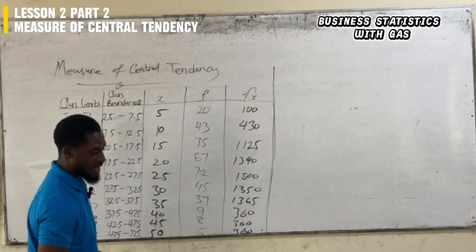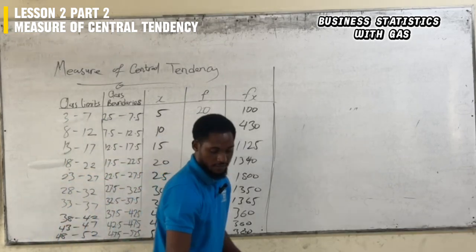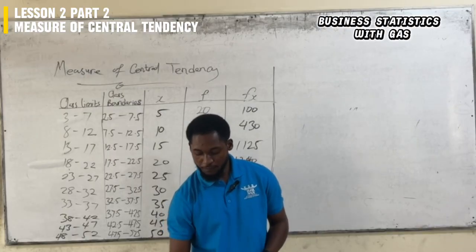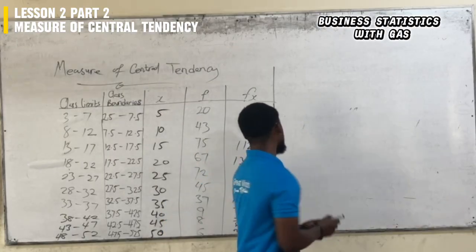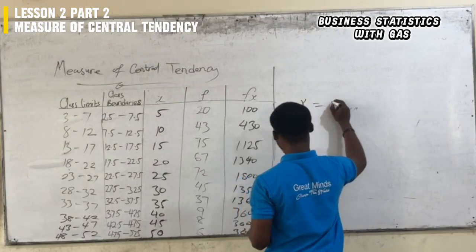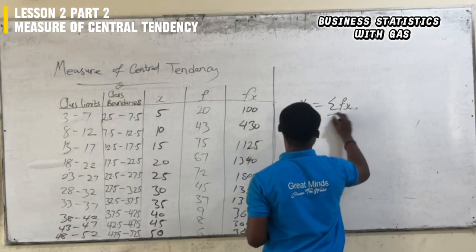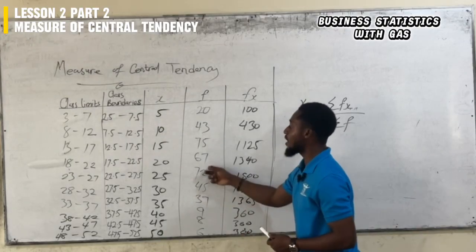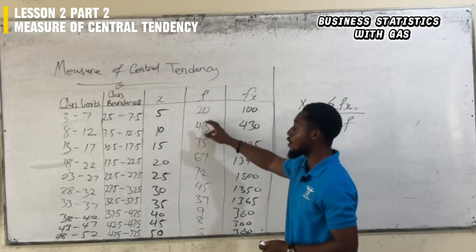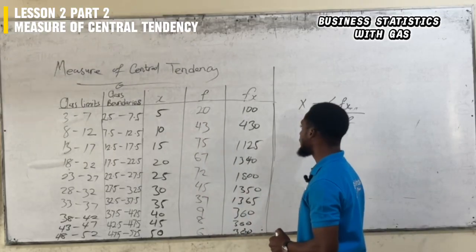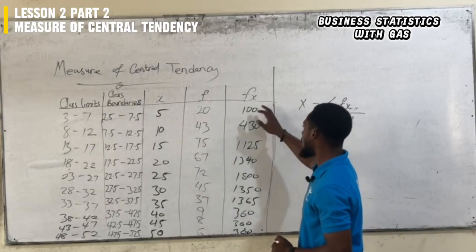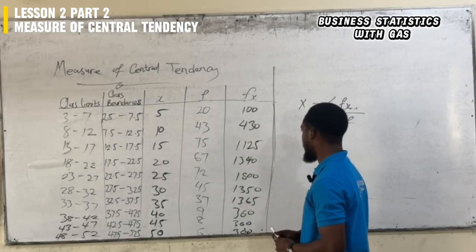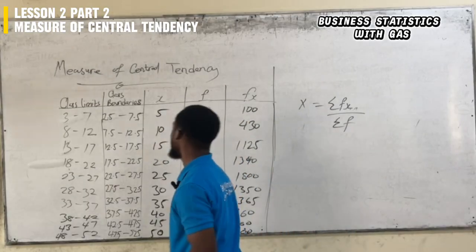So now we have our fx. As I said, when computing the arithmetic mean, the formula becomes mean equals sigma fx over sigma f. So now we have our fx here and our f here. We have to add all our figures for the f to get our sigma f, and add all our figures for the fx to get our sigma fx. So now let's compute all these figures.